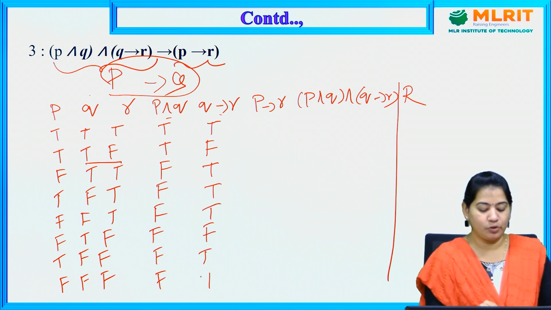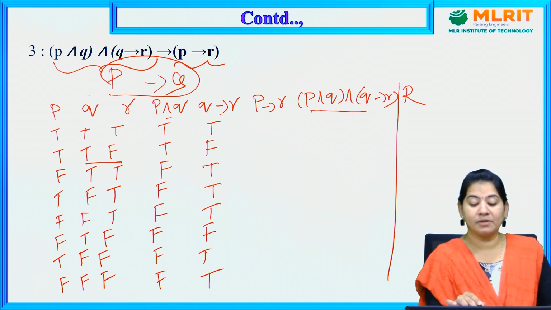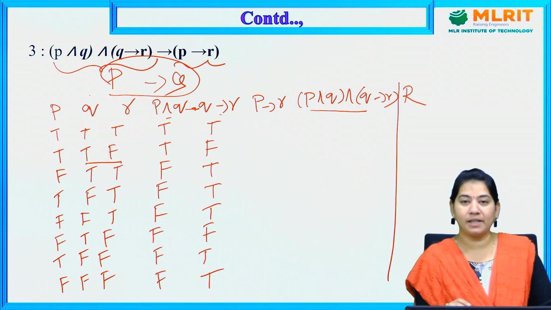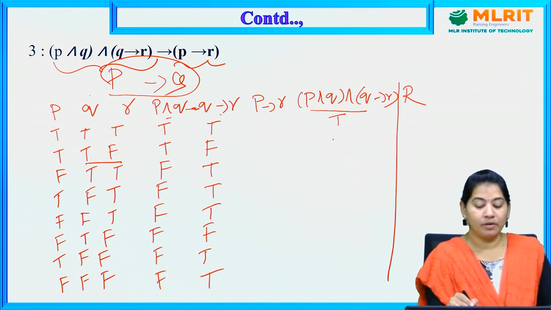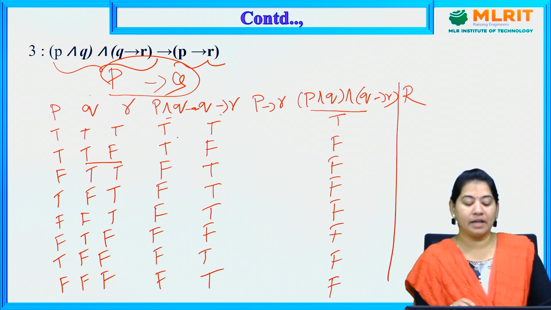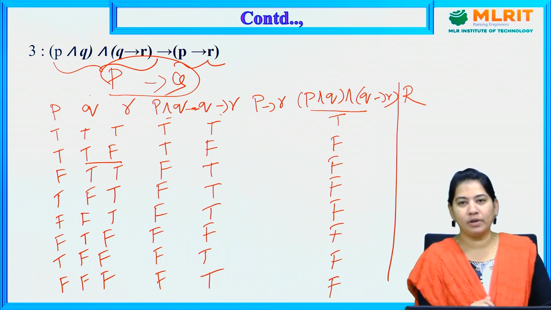Next is true, true. Now let us go for this column, that is P and Q implies R. That means in between these two columns, I am going to apply the conjunction. So conjunction means here you will get a true. So here you will get false statement, false statement, false statement, false, false, false, and false. Means except the first row, the rest of all you are having the false statement. So even if one statement is false, the resultant truth value will be false here. That's why we are getting all false statements.